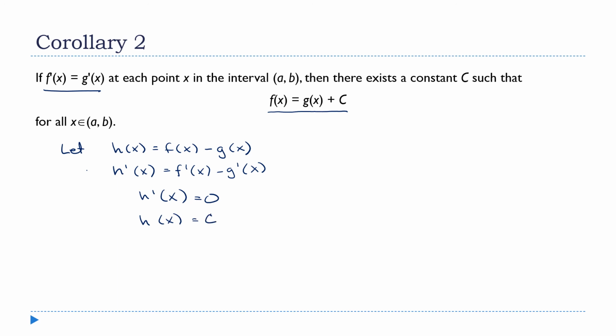But look, what was h of x? h of x was f of x minus g of x, so that equals the constant. Move the g of x over. f of x equals g of x plus c, and that's what I wanted to show, right? So if two functions have the same derivative, they're not quite equal to each other. They're equal to each other, give or take a constant added on to one of them.